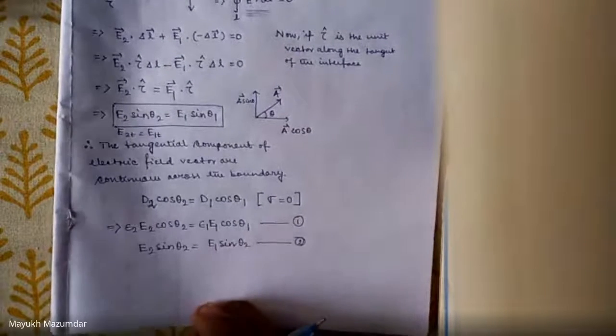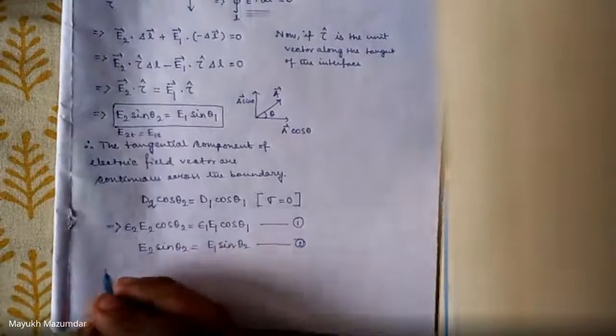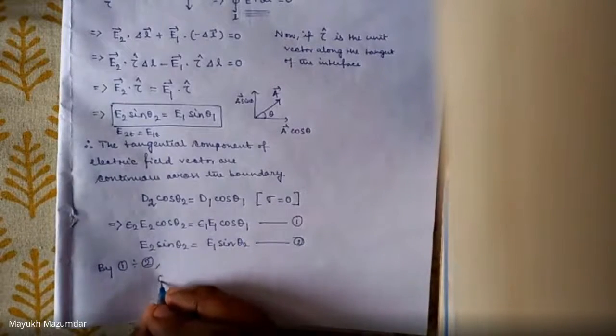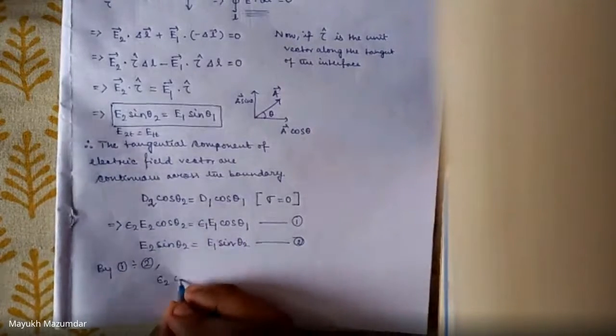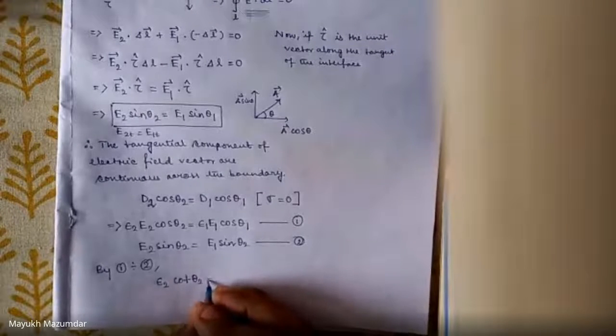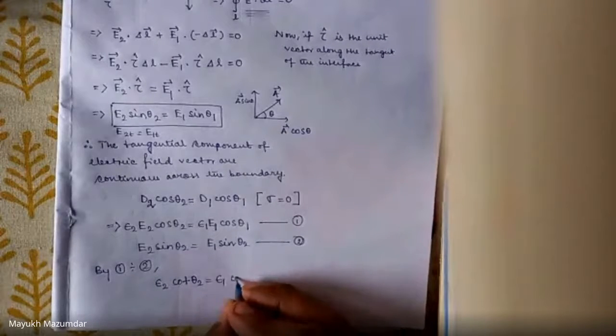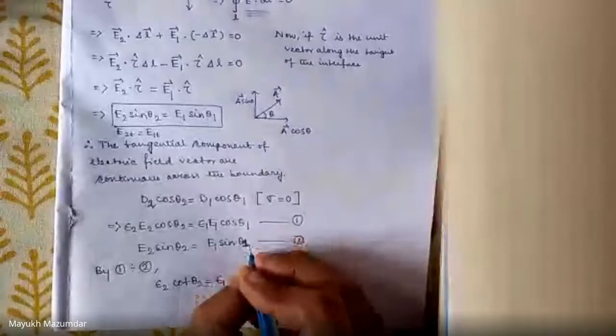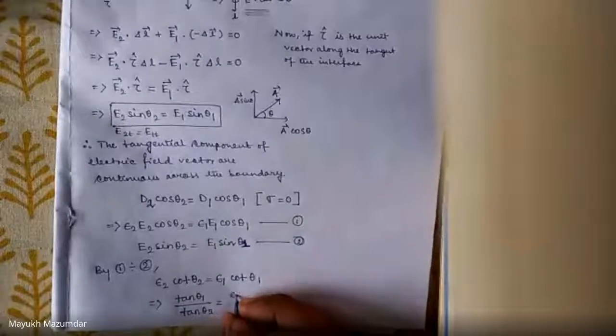Why not divide them? Because the terms look similar. So if we divide, what would we get? E2, E2, E1, E1 will get cancelled. So we'd get epsilon 2 cot theta 2 plus epsilon 1 cot theta 1. So tan theta 1 by tan theta 2 equals epsilon 1 by epsilon 2.